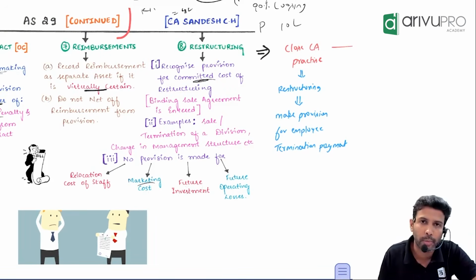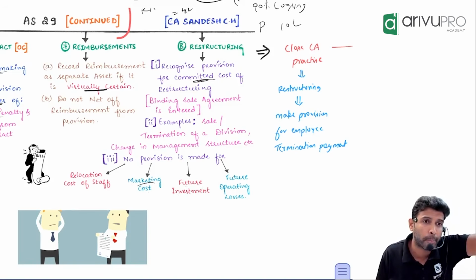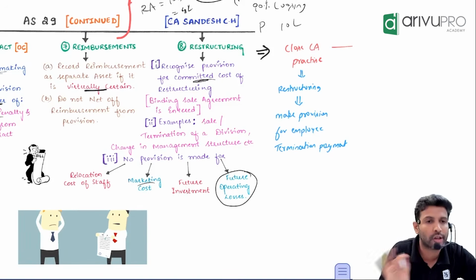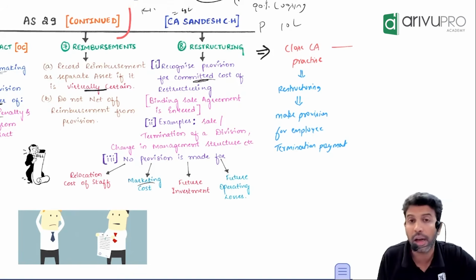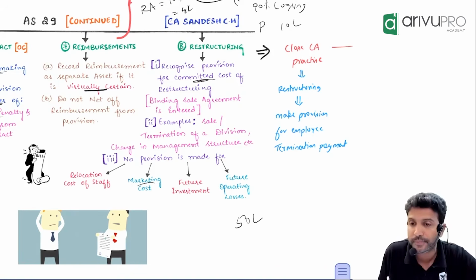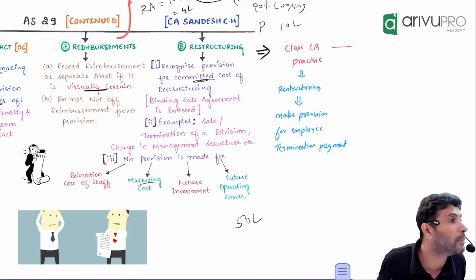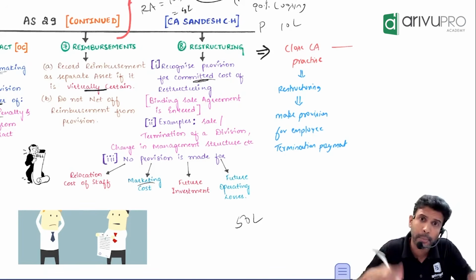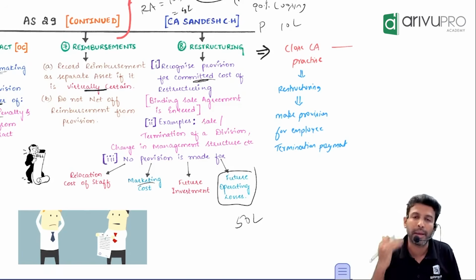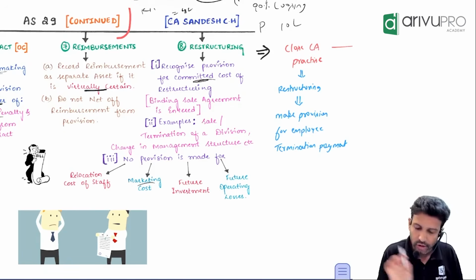And one thing we already know, provision is made for past events, not future events. So for future operating losses, you should not make a provision. Let us say after 2 years, I'm thinking I will suffer a loss of 50 lakh. Or next year, I'm thinking I'll make a loss of 50 lakh. Can I make a provision this year itself? No, because it is future. We make provision only for past events, not for future operating loss. So this is a concept.